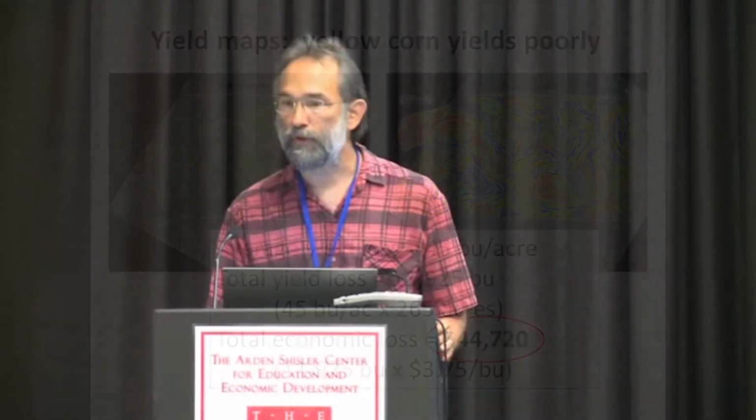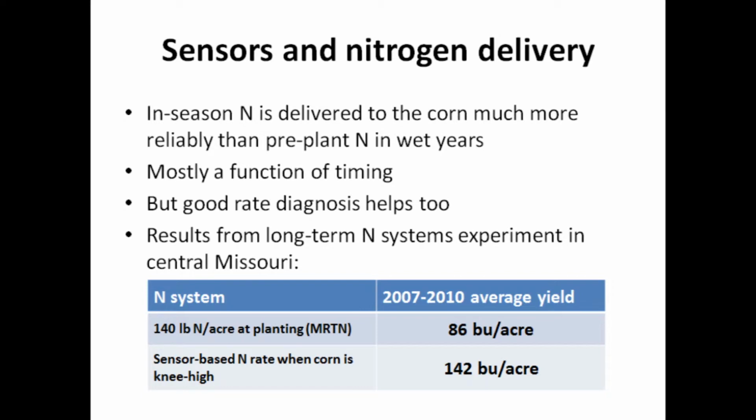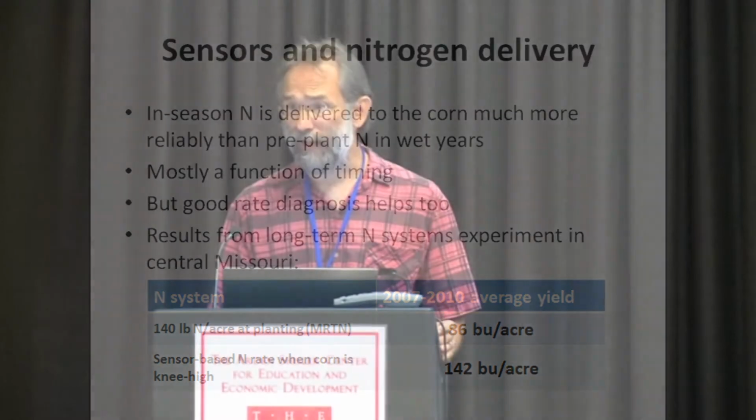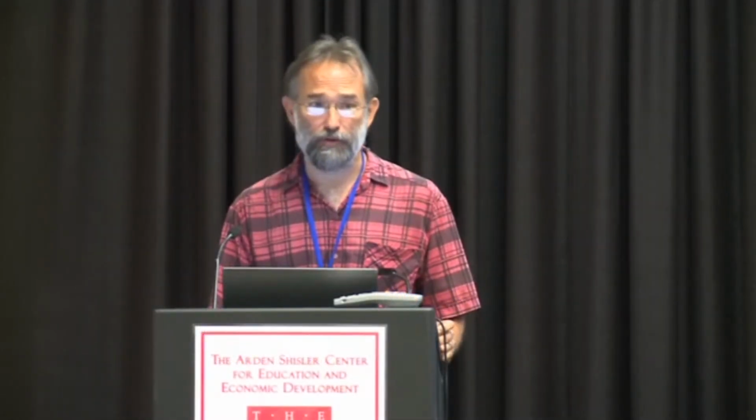I'm going to share some results from an experiment that we've done in central Missouri. For the first 4 years, with our 140 pounds per acre at planting, we made an average of 86 bushels per acre. And with sensor-based nitrogen, applied when the corn is knee high, we made an average of 142. That's 56 bushels more. And it's because the nitrogen was there in July and August when the crop needed it. Okay, well, that's how sensors may help with adaptation to wet years.